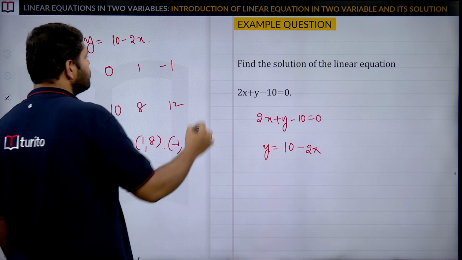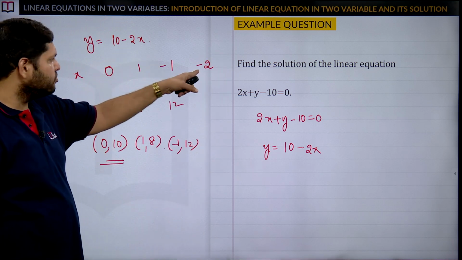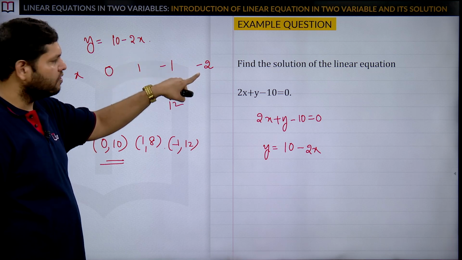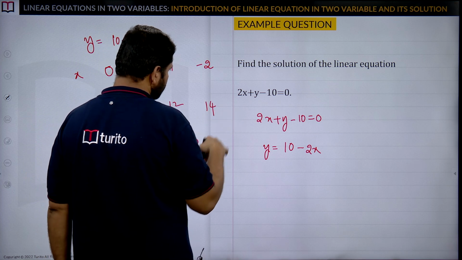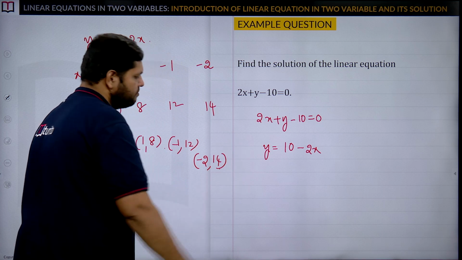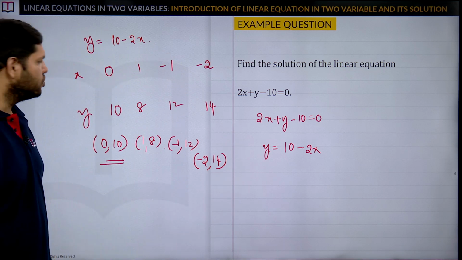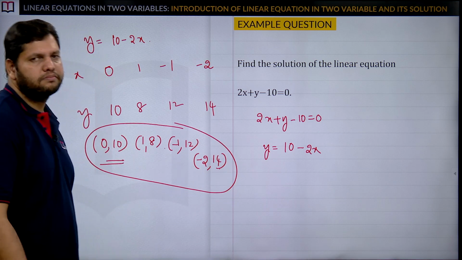Next one, I will take x is equal to what? Minus 2. So this is negative and this is also negative. Negative, negative, positive, and 2 2s are 4. So 10 plus 4, it is 14. So you can write this is 14. So what is the solution? This is minus 2 comma 14. Clear, children? So I can say these are all solutions of the linear equation in two variables. Isn't it?